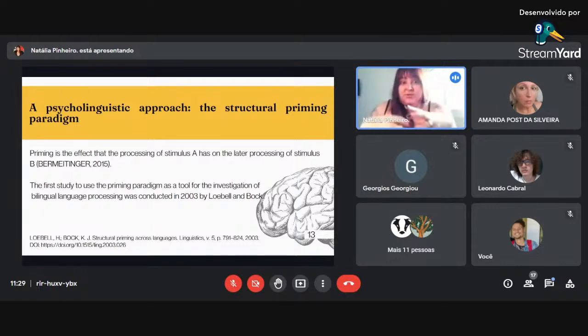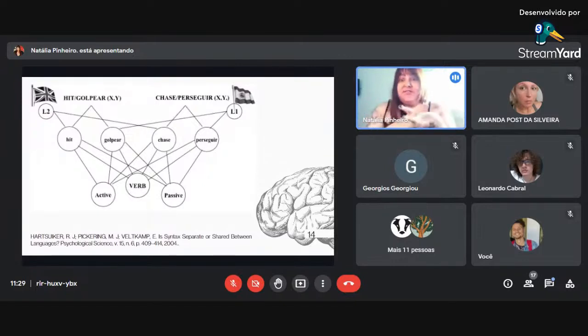And in order to account for these results, this and others, two models were put forward, and I'm going to talk about them. So this is the first model, okay? It's Hartsuiker, Pickering, and Veltkamp's model. It is deemed the first lexicalist model of bilingual language processing.